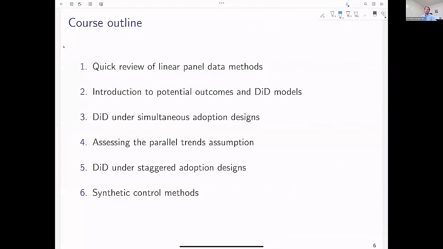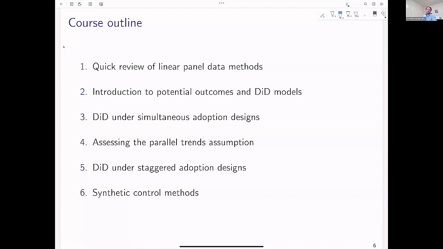Just to give a quick outline of the topics that we're going to cover, I'm going to start with what I call a quick review of linear panel data methods. Part number 1 is kind of like a textbook treatment of panel data methods. If you studied econometrics or statistics, this may sound familiar.